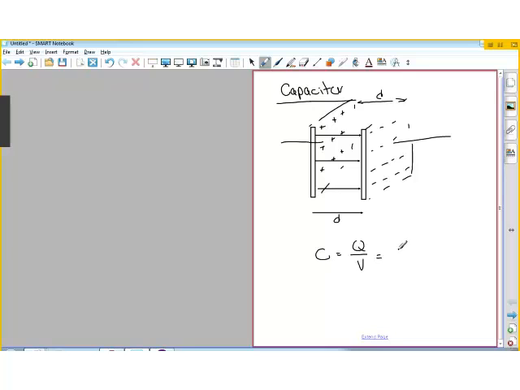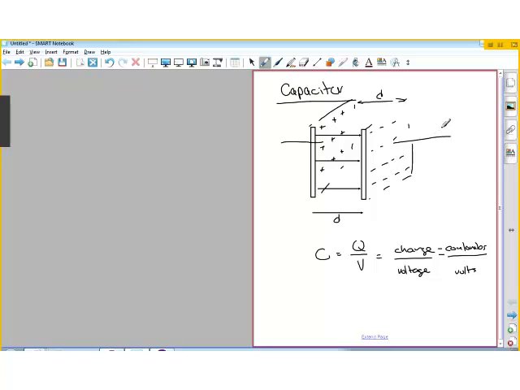So Q is charge, and charge has units of coulombs. And then you have voltage, which has units of volts. And the capacitance of a capacitor depends upon a number of things, which we'll talk about in a second, but it's mostly the physical dimensions of the capacitor.